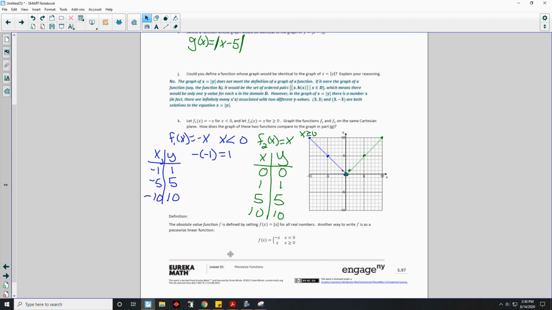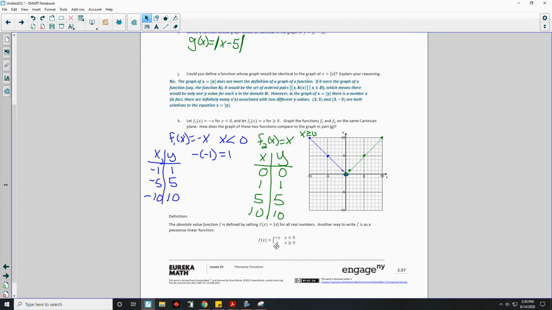Definition. The absolute value function f is defined by setting f of x equal to the absolute value of x for all real numbers. Another way to write f is as a piecewise linear function. So you can say f of x equals negative x. This is the blue. That is a line with a negative 1 slope, y-intercept of 0, but not including 0.